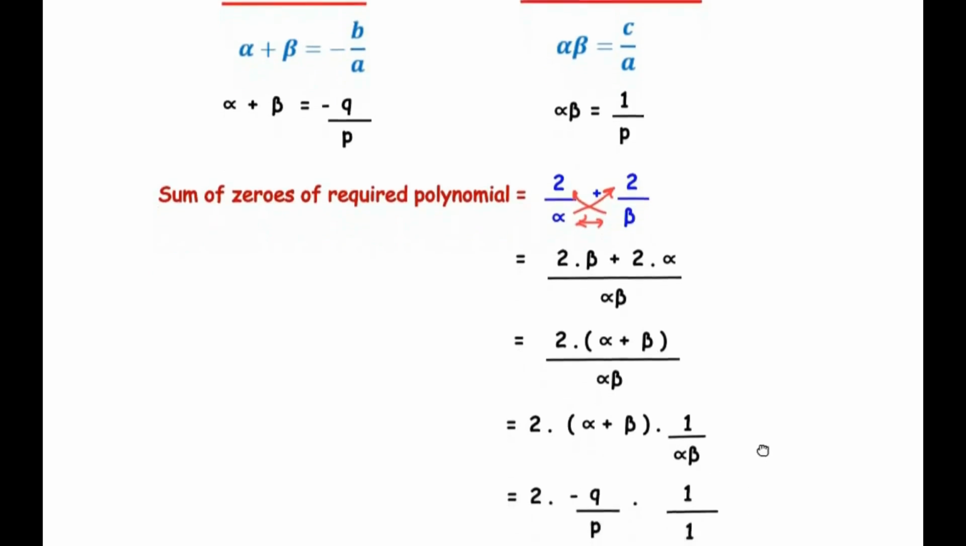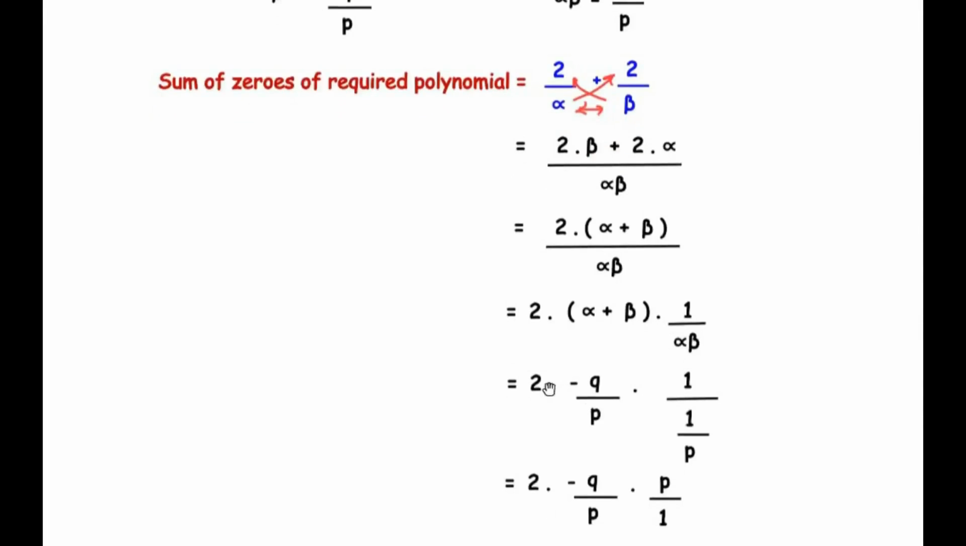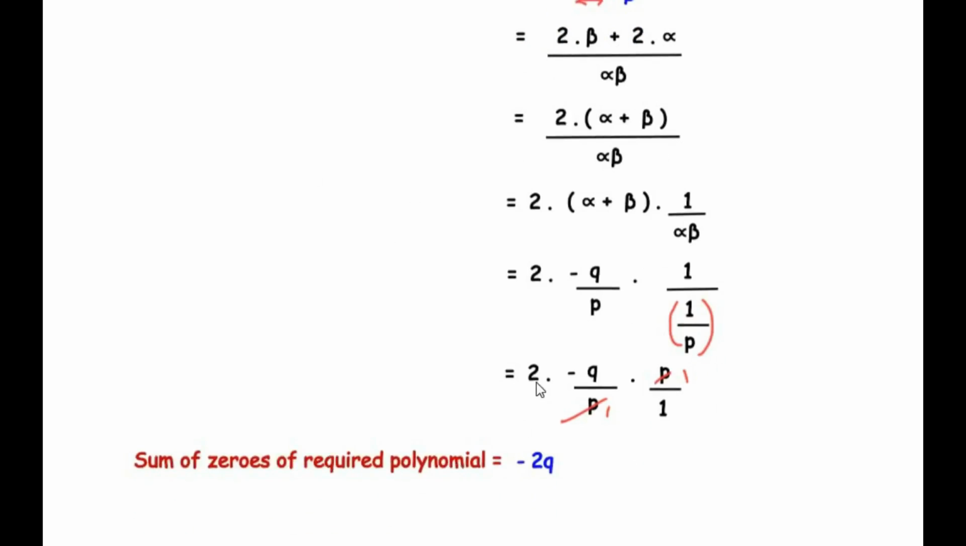So here we have got 2 times, in place of alpha plus beta we have written minus q over p, times 1 over, now in place of alpha beta we have written 1 over p. Now in the next step we have got 2 times minus q over p, the first two terms remain the same. Now in this term, the denominator flips upside down, so 1 over p becomes p over 1. Now p and p divide each other. So we get the sum of zeros of the required polynomial as 2 times minus q, or minus 2q.